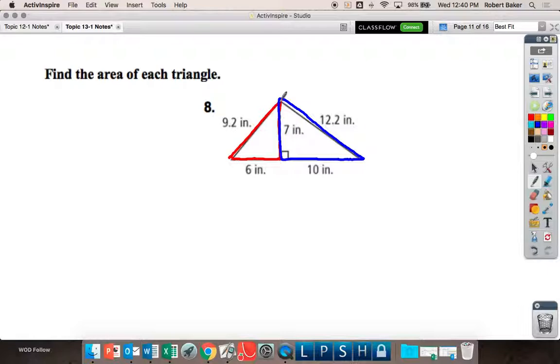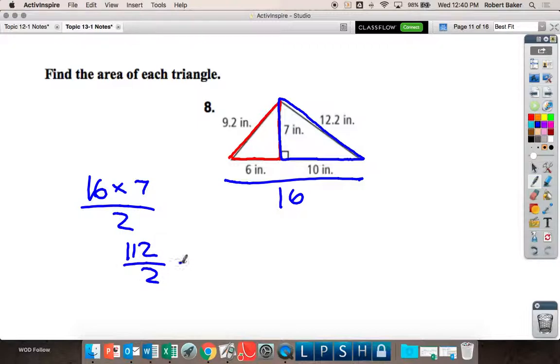That sounds like a lot of work, right? But how long is the base? 16. Because 6 plus 10 is 16. So you can do base times height divided by 2. Does that make sense? So find the area of the whole triangle. 7 times 16 is 100, right? 112. I knew I was going to get there. So 112 divided by 2 is 56 inches squared. Pretty good? Yep.